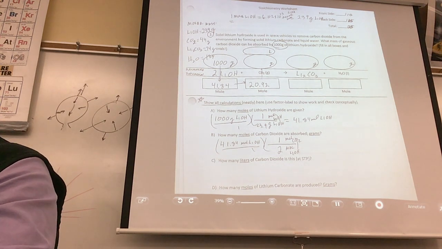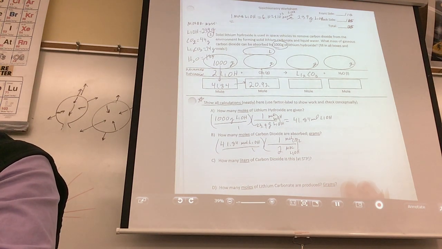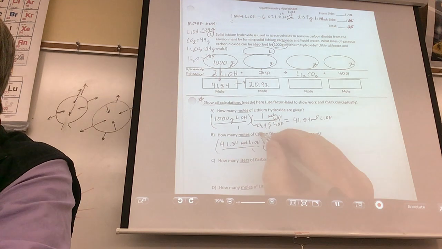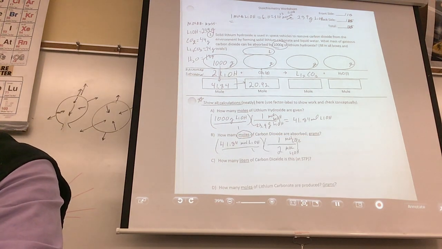Now, I could put equals here and put 20.92 and then start another problem here because it asks for 2 things. What's it ask for? Moles and what else?